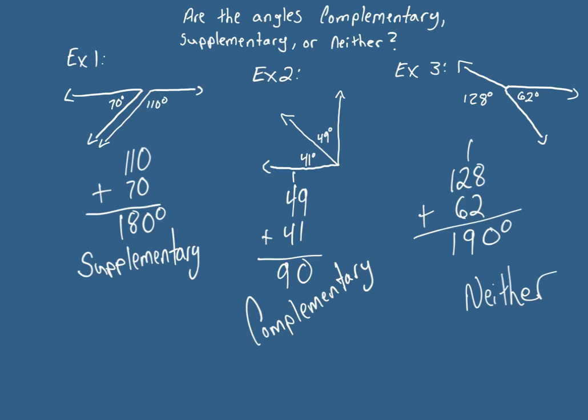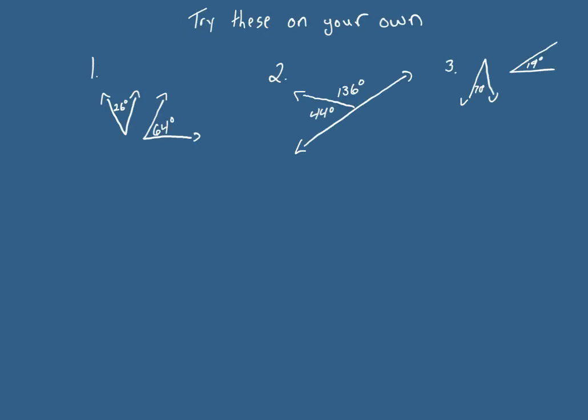I'm going to give you a few that you can try, and here they are. Okay, I want you to try these on your own. I want you to pause this video here. Solve these. If you can't read my handwriting or it's too small, these are in your book on the bottom of page 186, numbers 1, 2, and 3. So pause it here and see what answers you come up with.